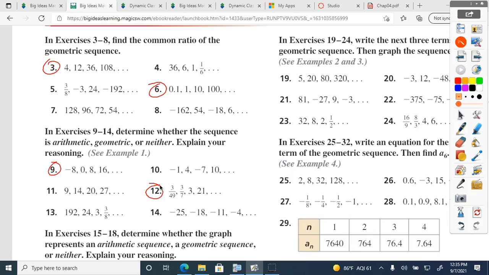Okay, so first it says find the common ratio of the geometric sequence. We just went over it. How do you find the common ratio? You just take one of those numbers and divide it by what? By the number in front of it. Okay, so can you start with 4? No, because it doesn't have a number in front of it, so you can't start with 4.